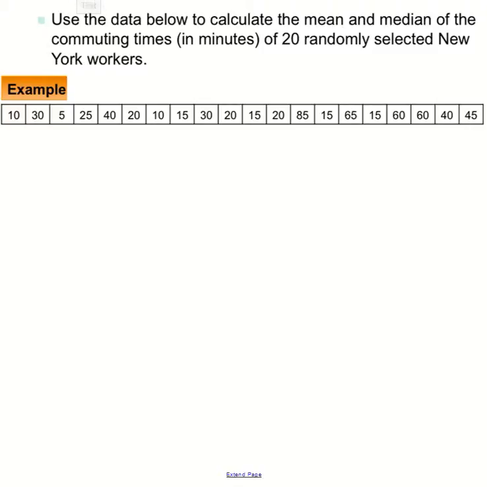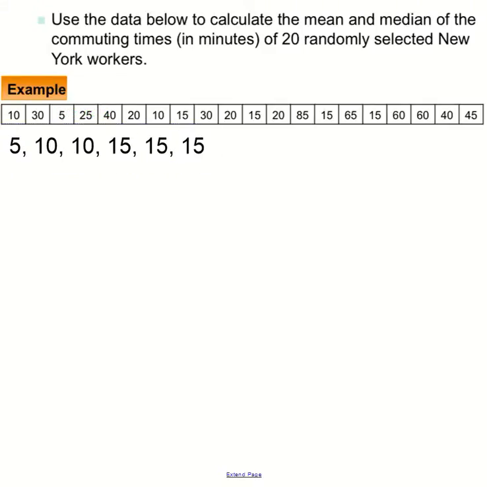Alright, here I have all of these numbers. We're going to calculate the mean and the median of commuting times in minutes of 20 randomly selected New Yorkers. So what we're actually going to do is make a box and whisker plot from this. Our shortest time, somebody only commutes 5 minutes, and then we have a 10, and I see another 10. And I see a 15, a 15, and a 15.